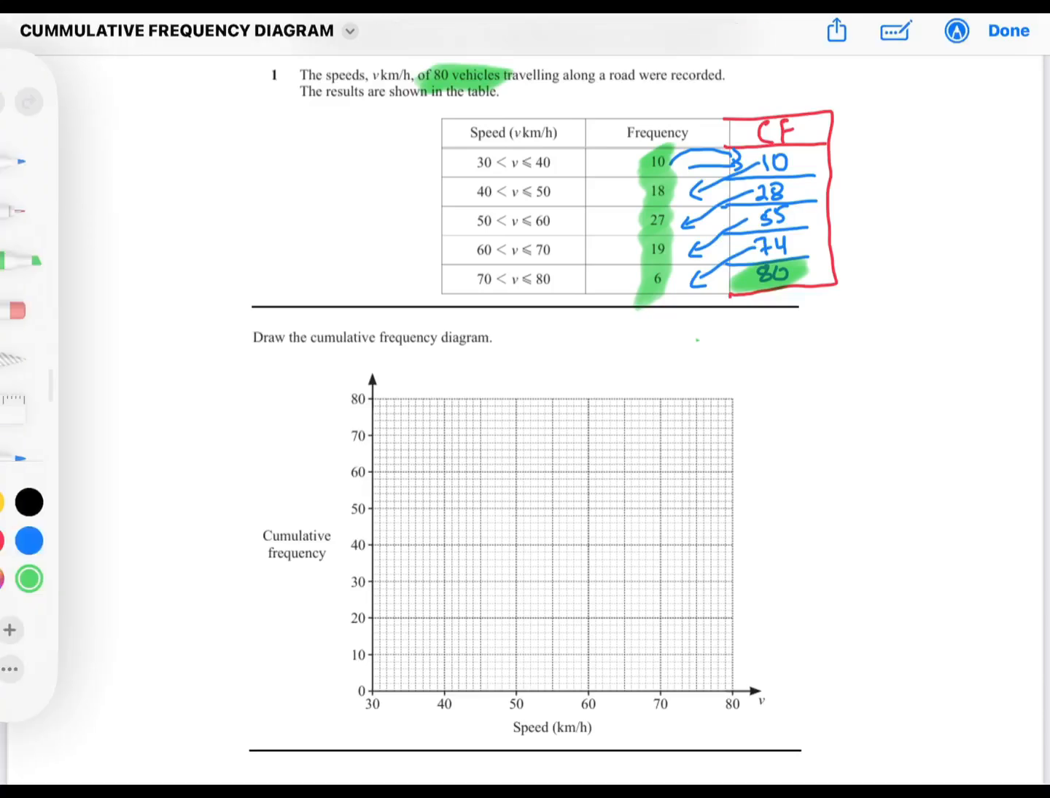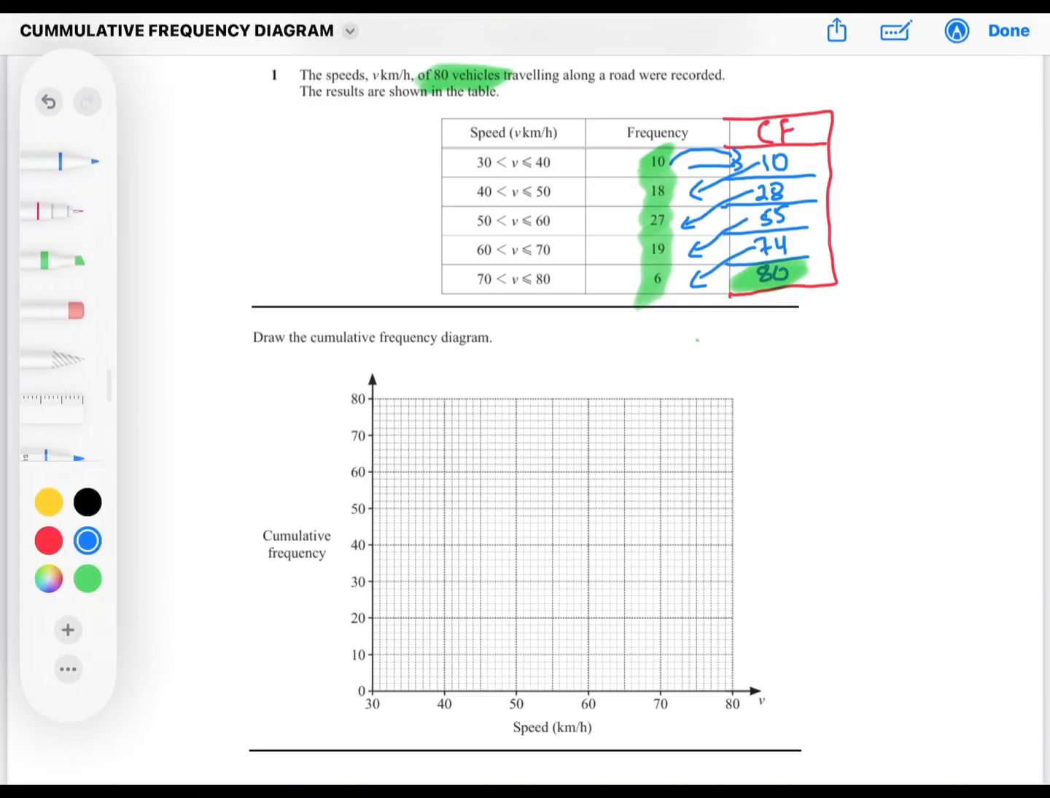Now we need to understand how we can plot these points on the graph. You can see the graph has already been labeled and everything has been given to you. Cumulative frequency is always plotted on the y-axis, and the speed on the x-axis. So we know the y-axis values: 10, 28, 55, 74, 80. Now what are the x-axis values? The first value is 30, where the speed is bigger than 30. So this 30 will represent the origin point, 0 comma 0. It always starts from the origin point.